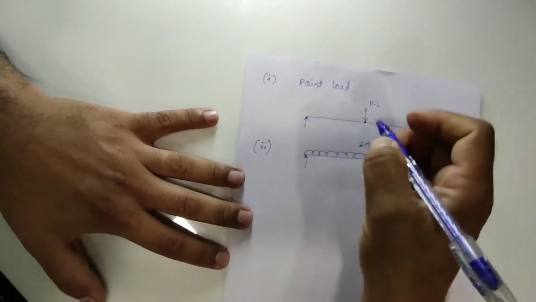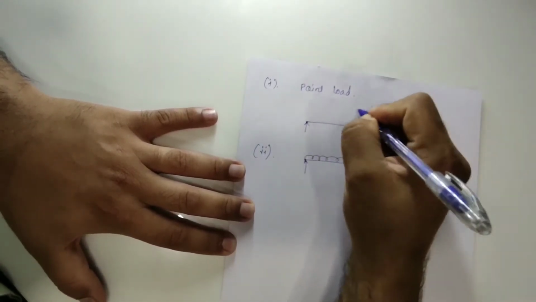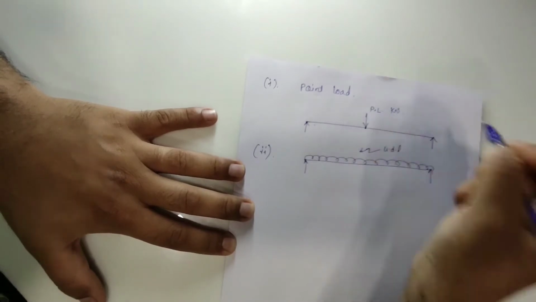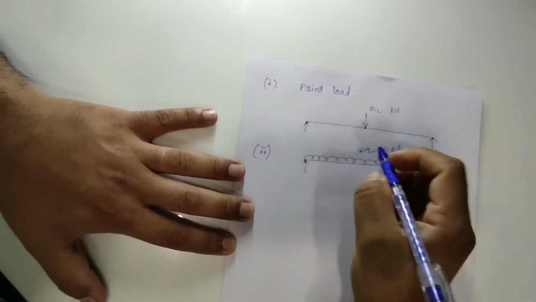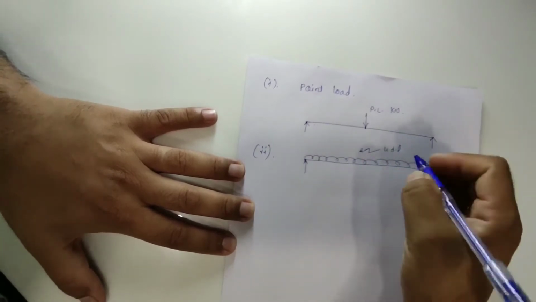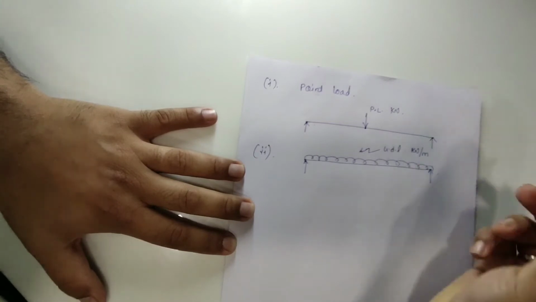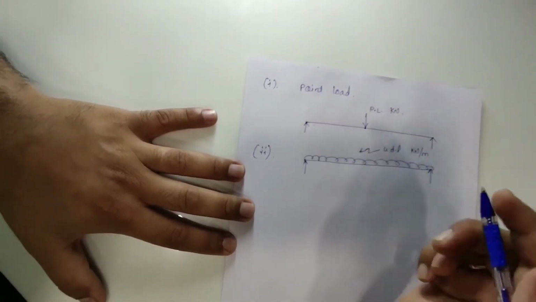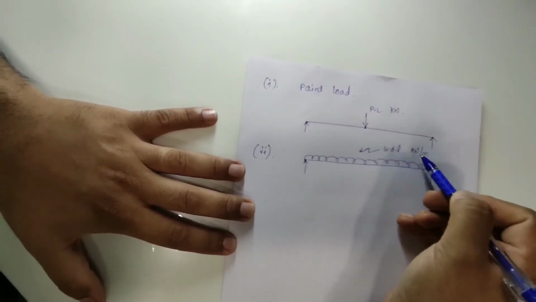Uniformly distributed load. This point load is acting at a point only, so the value of this point load would be in kilonewton, but this is the load in terms of UDL. The load is acting uniformly over the entire span, so the unit of this load would be kilonewton per meter, meaning a fixed value of load will be acting per meter. That is called UDL.